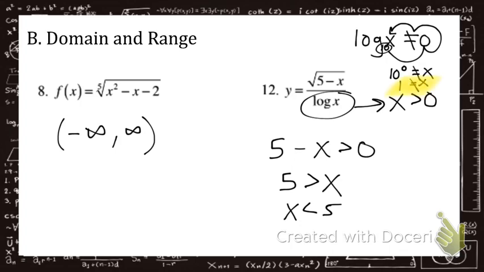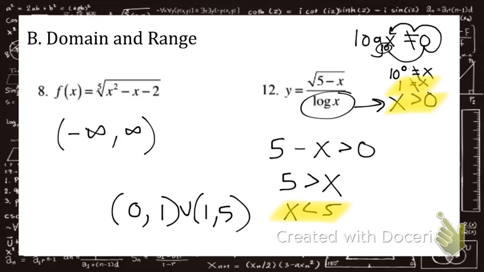So we have 3 parts of our domain, and that comes from all 3 of those parts that have issues. We said x cannot equal 1, it has to be greater than 0, and it has to be less than 5. So if we're going to write our domain for that problem, we would say that x has to be between 0 and 1, but not equal to 1, and then it can pick up again from 1 to 5. And that would be our final answer for the domain of this problem.